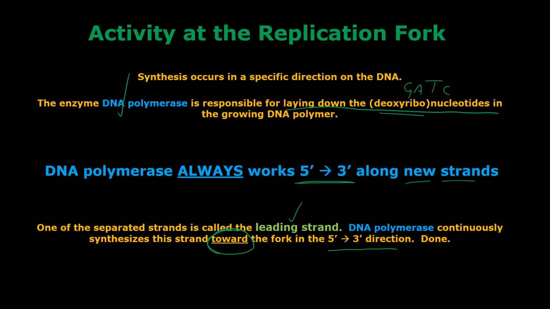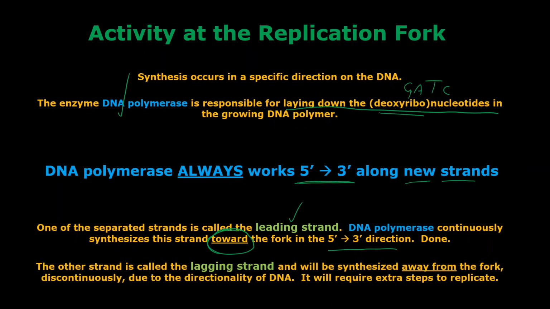Okay, so what? You say, well, it's the other one that's the problem. It's this lagging strand. So this is the issue. The enzyme doesn't go backwards here, and we haven't opened enough of the DNA to start on the other end. So what we're going to have to do is synthesize, first of all, away from the fork, discontinuously, meaning in pieces. We'll do a small piece away, and then another small piece away, and then another small piece away. And then we're going to have to stitch up all those holes we've left in our replication. And that's what it says at the end there. It will require extra steps to replicate.